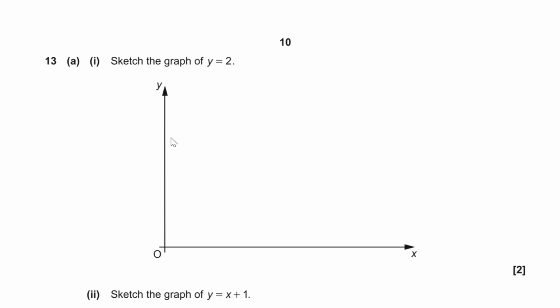Question number 13. For the first part of part A, we have to sketch the graph of y equals 2. Well, y equals 2, that will be a horizontal line, and it will look something like this. We have the line here, y equals 2.